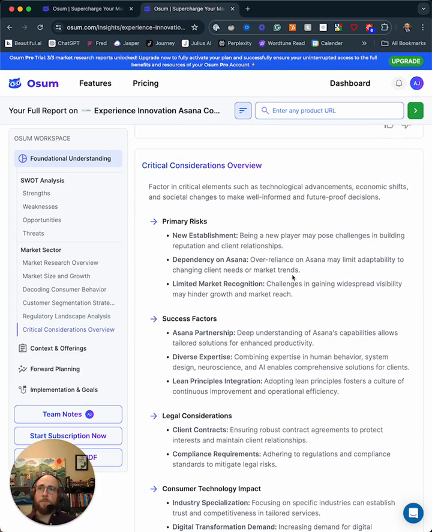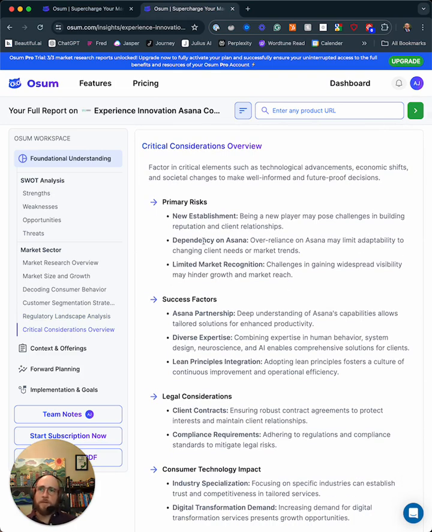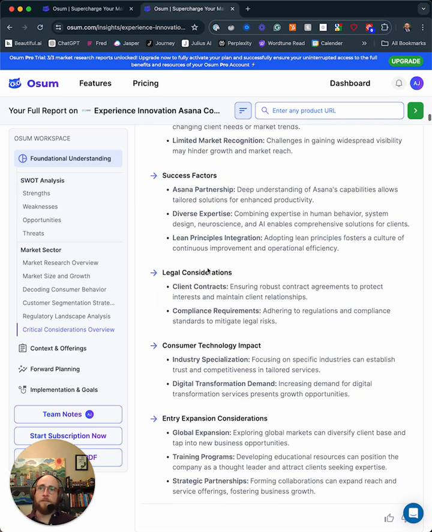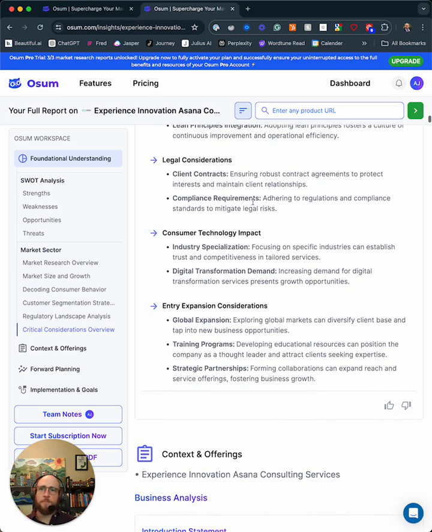So thinking about critical considerations, again, we look at the primary risks. Okay, these are good. I'd agree with all of these. Success factors, yep, good. Legal considerations, nothing new, right? This is pretty standard information. And even when I conducted an analysis of two other brands, the outputs we were getting were pretty standard business knowledge. It was something you would expect a junior analyst or somebody of that caliber to know.